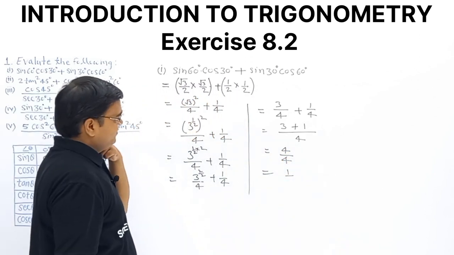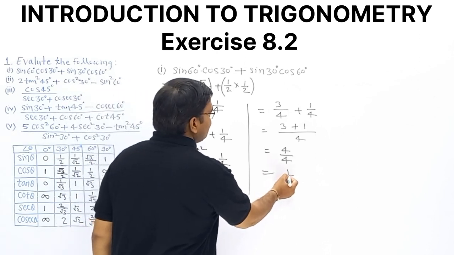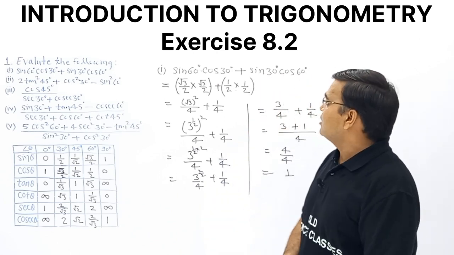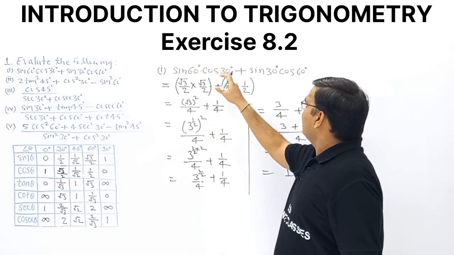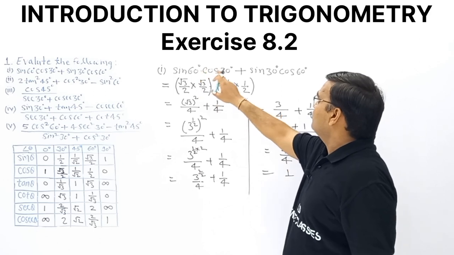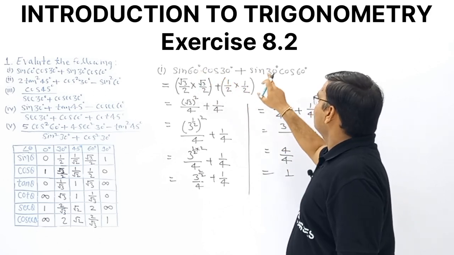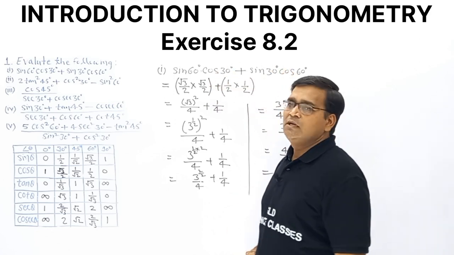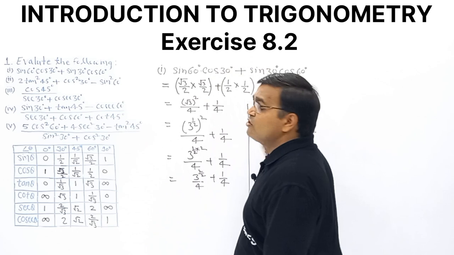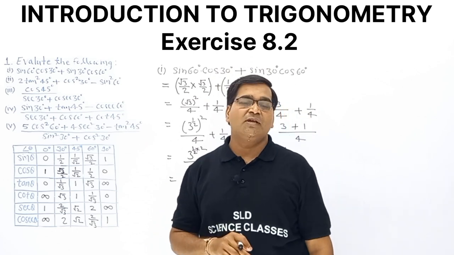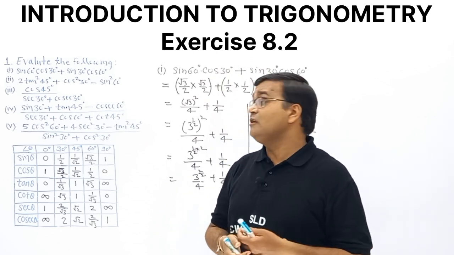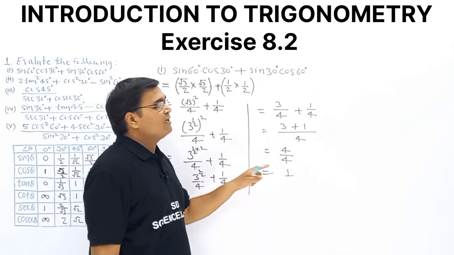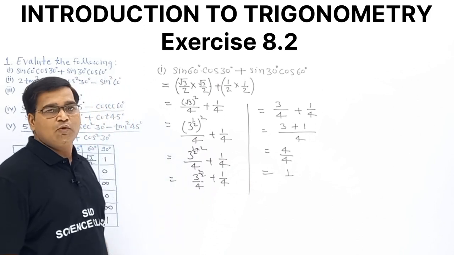What is the value of this trigonometry function? This function is having sin 60 and cos 60, sin 30, cos 30 degree and cos 60 degree. Once we know the values, these all are the specific angles, and for the specific angles we know the values. So from the table we are writing the values, we are solving, and we are getting what? Result is 1. Clear? I hope you understand.